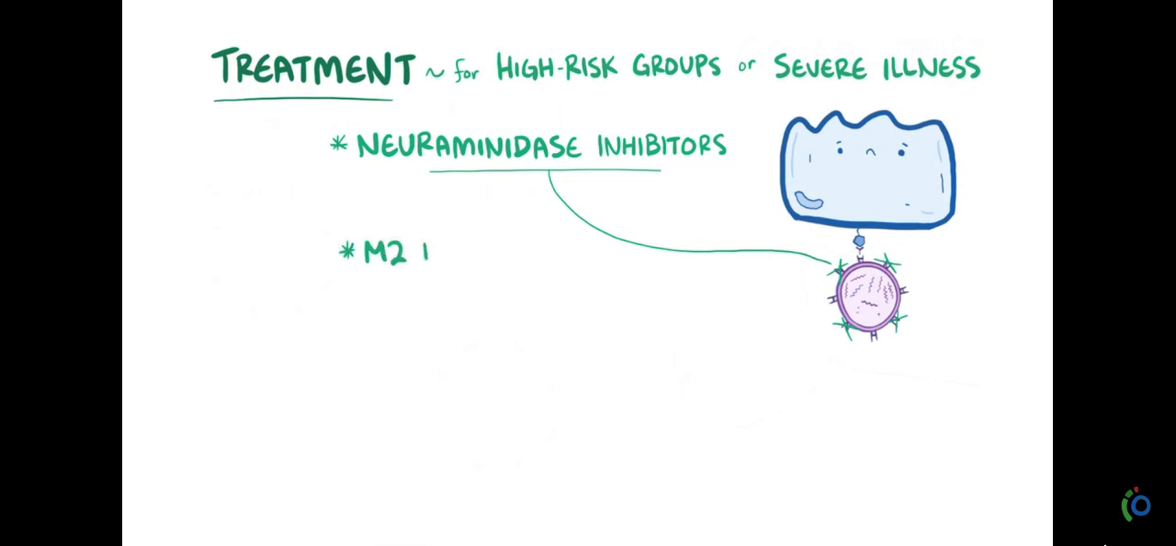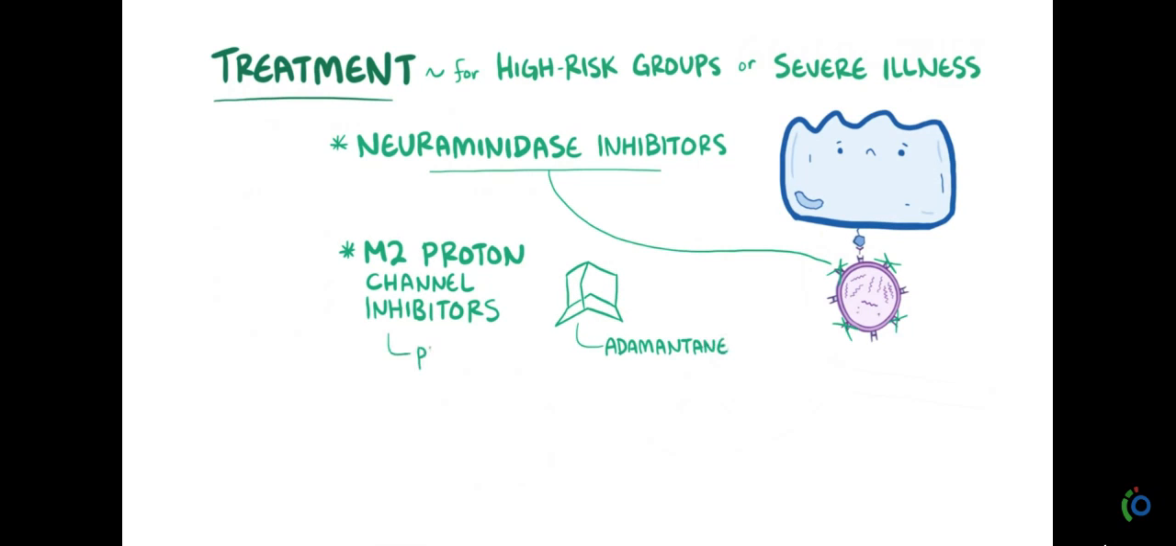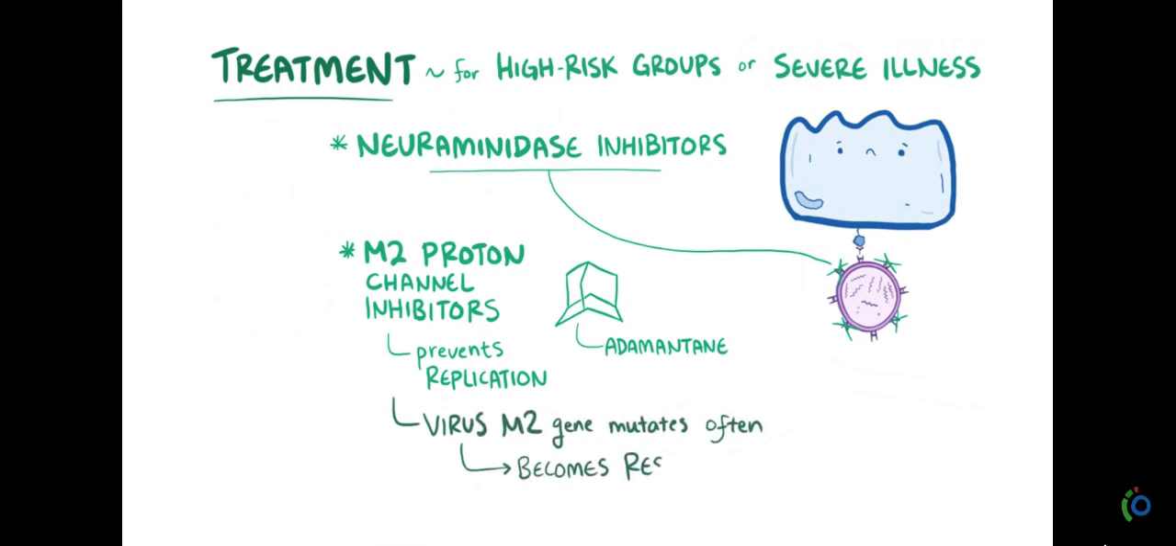The second are M2 proton channel inhibitors, which are made of a compound called adamantane and prevent viruses from replicating inside the host cell. It turns out, though, that the virus's M2 gene mutates frequently, which allows it to become resistant to the M2 proton channel inhibitors.